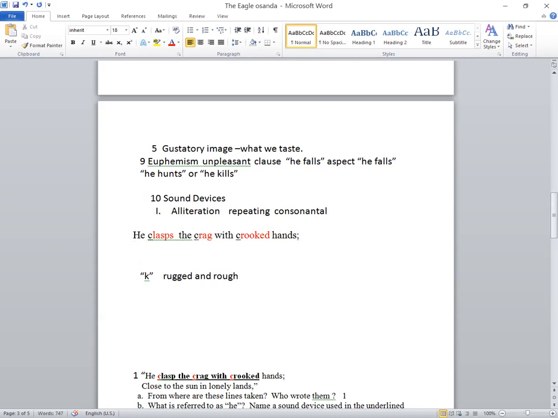The other example for alliteration is "lonely lands." Highlight. Lonely lands.